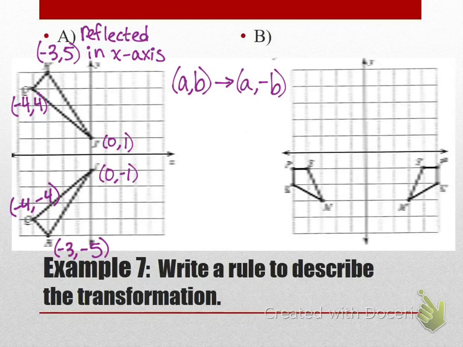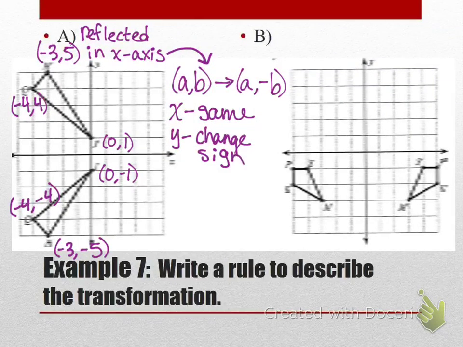So it's the opposite. If it started positive, it becomes negative. If it started negative, it becomes positive. So that is a general rule that always works for reflecting in the x-axis. X will stay the same, y will change its sign. If you want to write it out in words, you could do that too. X, same, y, change sign. Okay, questions about letter A?